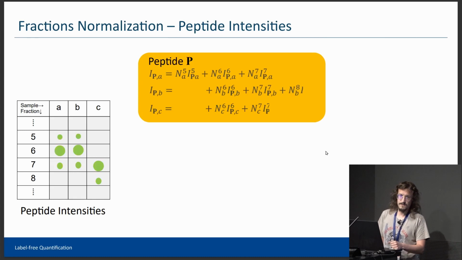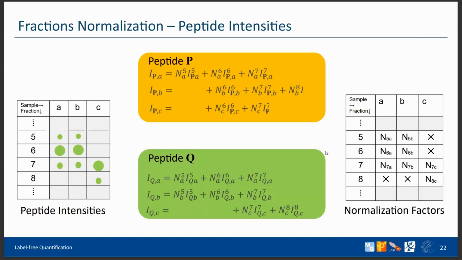But then we don't have only one peptide, we have several peptides. So here we have another peptide with another distribution through its fractions, and we do the same. Again, this is the intensity for peptide Q with its own normalization factor for every single fraction, for every single sample. And here it is summarized again in the table.